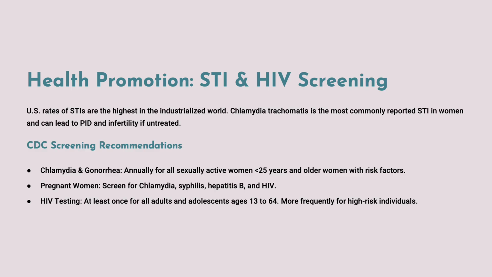Okay? Chlamydia and gonorrhea have to be screened for all sexually active women less than 25 years of age and also for those older women with certain risk factors, for example, sex workers. So pregnant women have to be screened for chlamydia, syphilis, hepatitis B, and HIV because these infectious agents could also affect their developing fetus. HIV testing has to be done for all adults and adolescents, whether male or female, between age 13 to 64. Of course, you need to do more frequent HIV testing for high-risk individuals. As I have mentioned, those who are engaged in sex work.